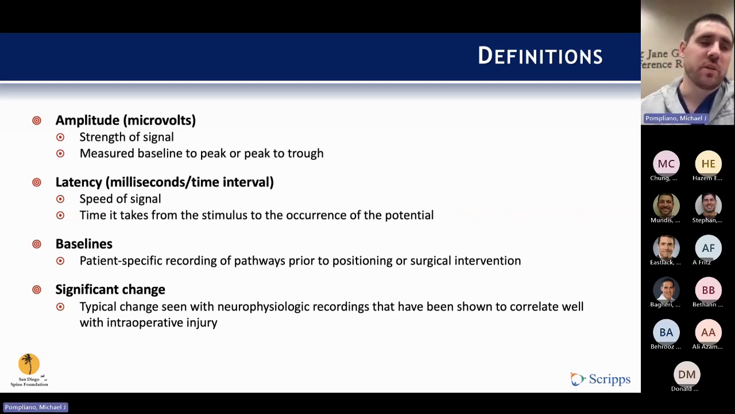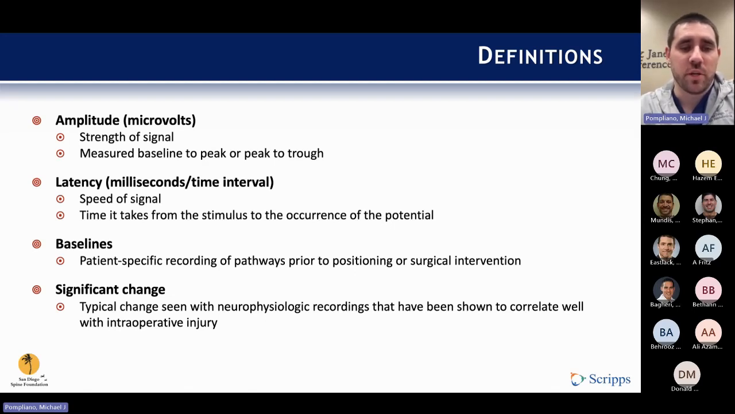As far as definitions, amplitude is essentially the strength of the signal. It's typically measured in microvolts, and it's measured from baseline to peak, or peak to trough. Latency is essentially the speed of the signal, typically measured in milliseconds, and it's the time it takes from the stimulus to the occurrence of the potential. We'll go over what that means for the different modalities shortly.